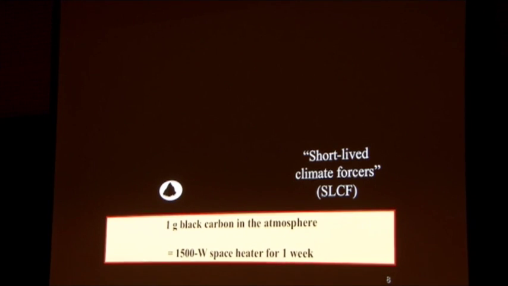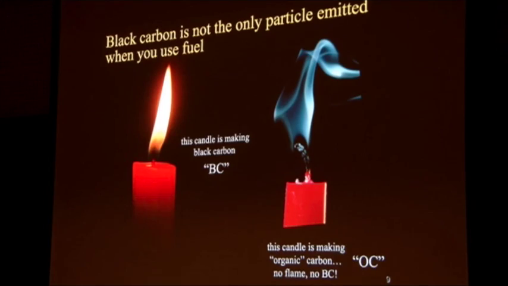And these are called short-lived climate forcers, black carbon and other things, because they have a strong effect on climate with warming, but they stay for a very short time. CO2 stays for a very long time, but black carbon has an effect on the atmosphere that lasts for a short time.